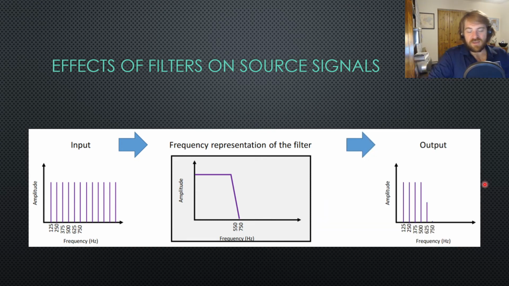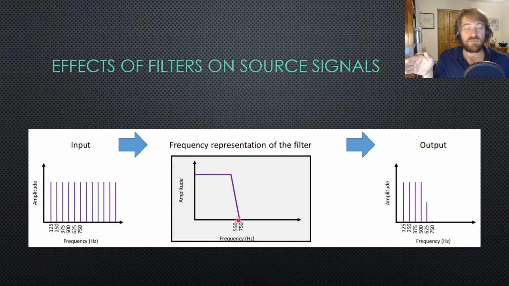So what you see is some of these frequencies pass completely. Then there's a very steep drop off to this filter, which cuts 625 in half. And then everything else is gone. And how do we know that? Well, we've got 550, looks like it's about here where this filter starts to drop off.